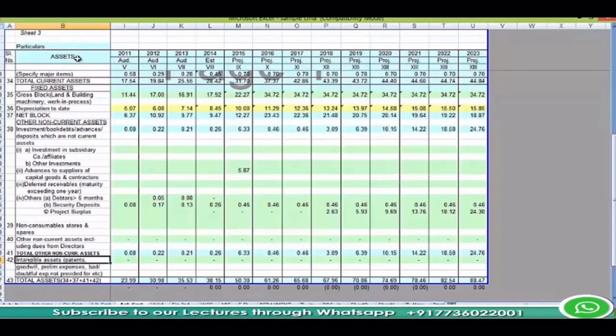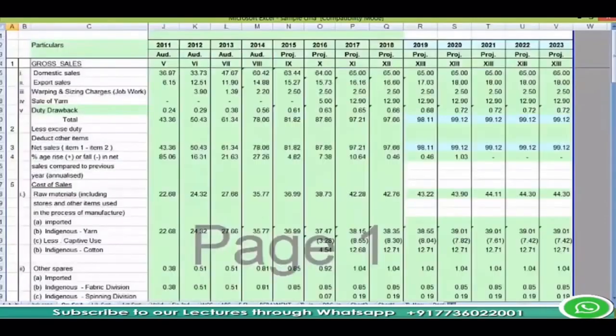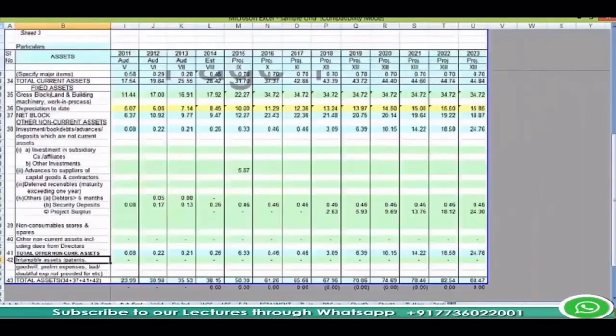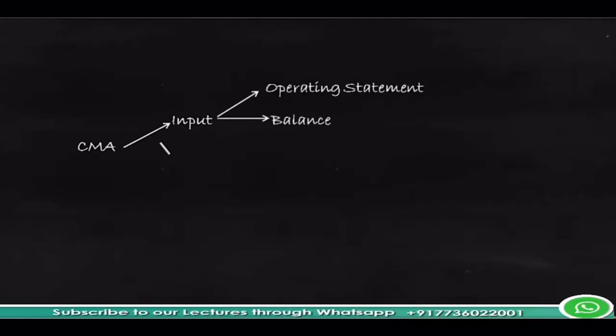So I have shown you how a typical CMA will look. Out of these various sheets, only these three sheets are input sheets. If we feed data into these three sheets, there will be outputs in many other sheets as well. Let us focus. By now you would have understood that in CMA, input has to be given from two statements. One is the operating statement and the other one is the balance sheet. Balance sheet means basically the asset statement and liability statement. But if this input is given, then that CMA would give various outputs. What are the outputs? The first output would be a sheet called financial ratios.